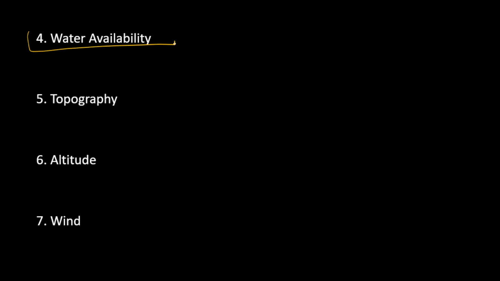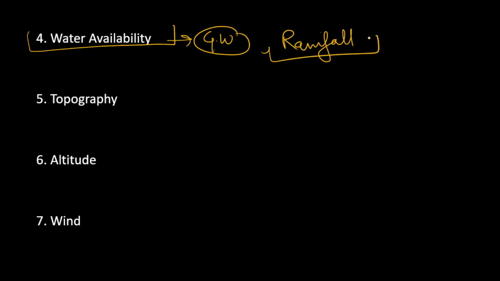Next, water availability. The availability of water, either it be irrigation water or groundwater. The availability of groundwater is also important, because through pumps and other things we use that water to irrigate. Rainfall, although we have included rainfall in precipitation also, in water availability you can also add it.